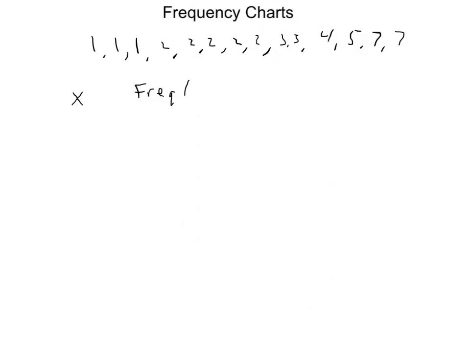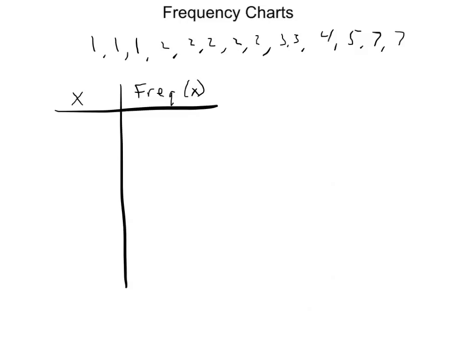So for instance, suppose that you had a set of data like 1, 1, 1, 2, 2, 2, 2, 2, 3, 3, 4, 5, 7, 7. You don't need to write that down. I'm just writing this out so you can see it. We've got a set of data here, but I could probably write this faster if I just wrote down what the data was and what the frequency of that data was in a chart or in a table.